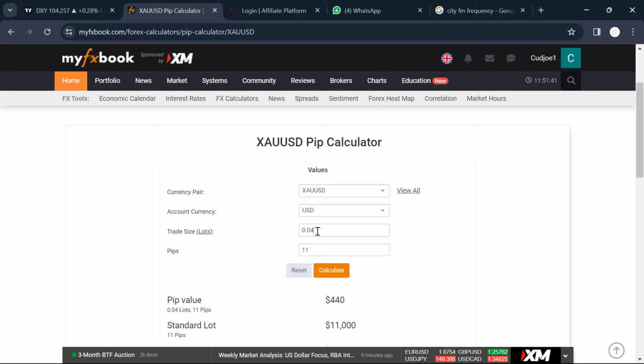So what do I do? I continue to massage my lot size. Because I know this already, for the video length I don't want to mention it. Just go straight to 0.01.